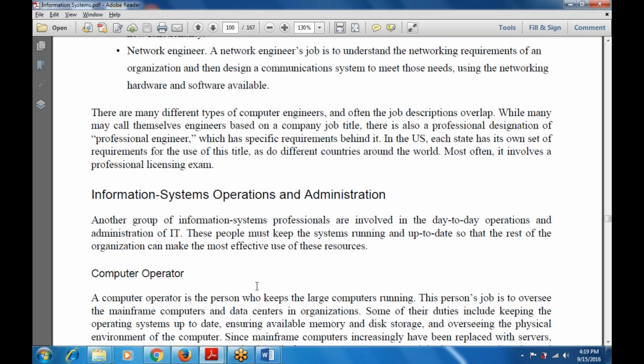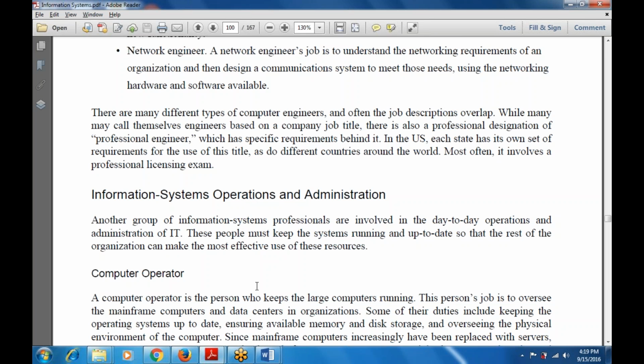Now, what are the various information system operations and administration? Another group of information system professionals is involved in the day-to-day operations and administration of IT. These people must keep the information systems running and up to date so that the rest of the organization can make the most effective use of these resources. The first operations role is the computer operator.